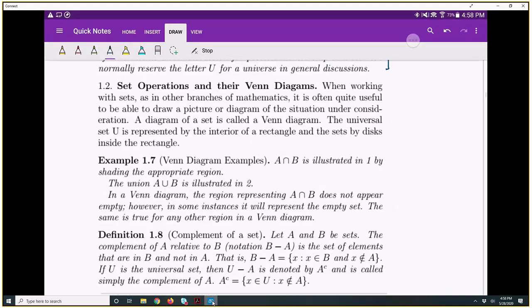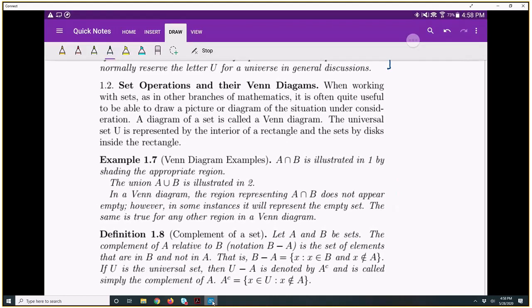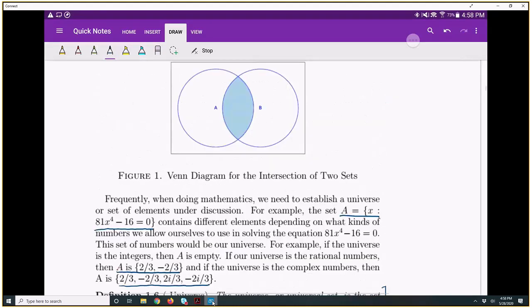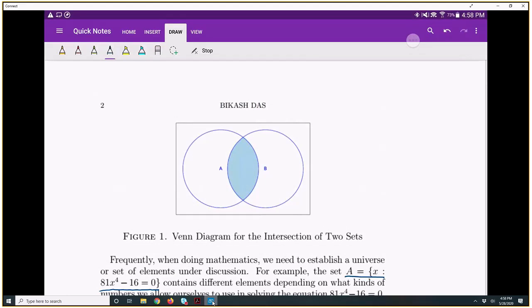Okay, one important thing when we're talking about set operations is using Venn diagrams to visualize these operations. It's often useful to draw the Venn diagram to help us understand the relationships. So the intersection is illustrated above. We see if we have 2 circles representing the sets A and B respectively, then wherever they overlap, which is the shaded portion here, will be the intersection of A and B.